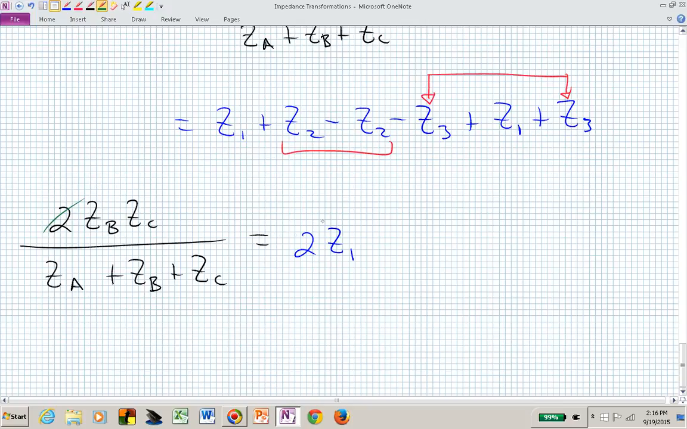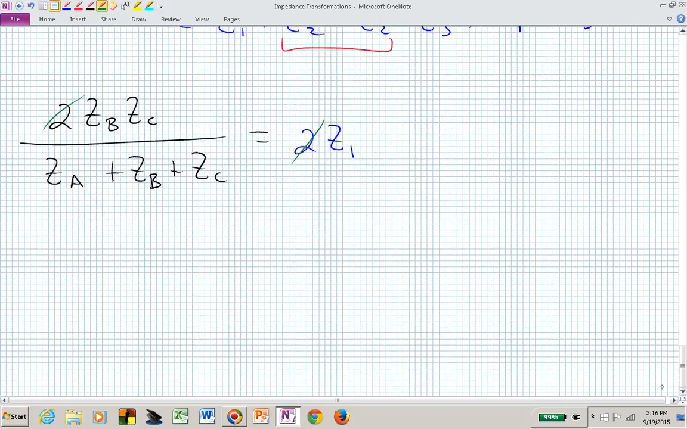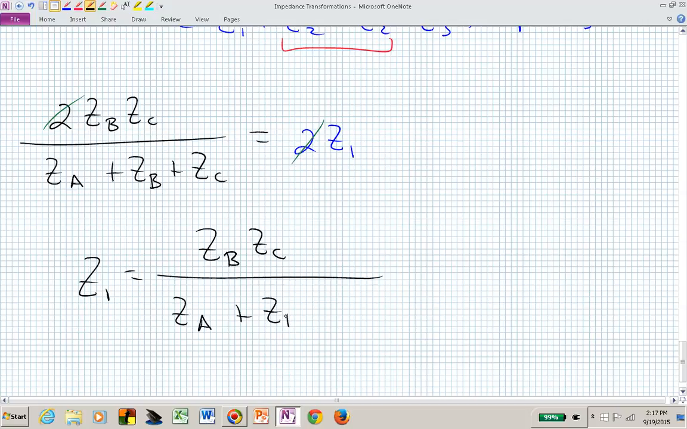These 2's cancel, and now we have our relationship that we were looking for. We can now write down that Z sub 1 is in fact Z sub B, Z sub C over Z sub A plus Z sub B plus Z sub C. And that's, in fact, in the textbook, that's equation 51 in Chapter 9.